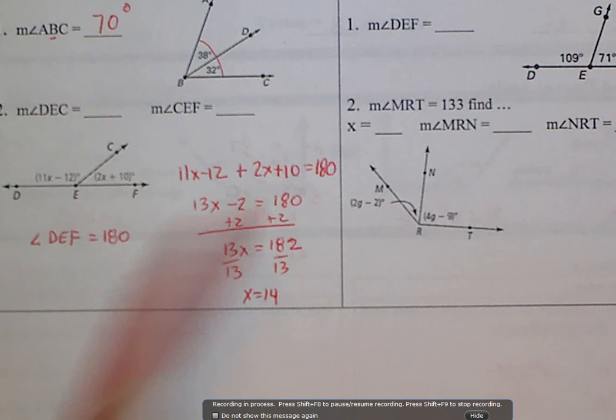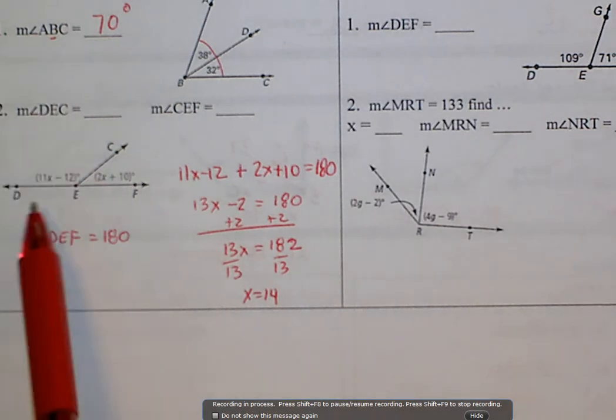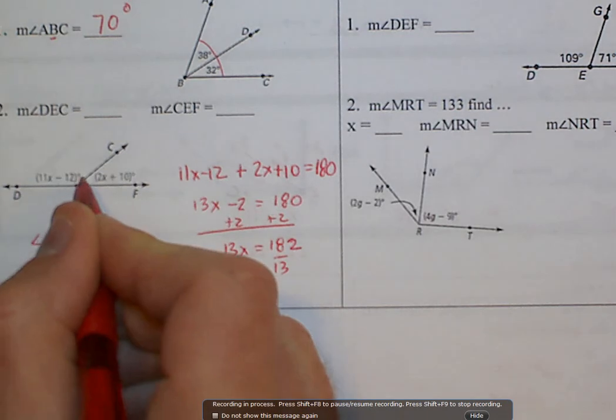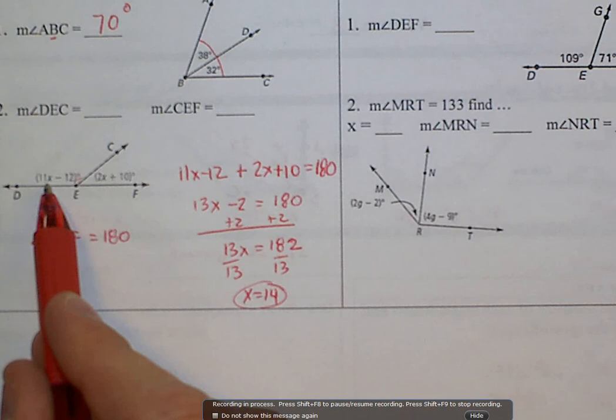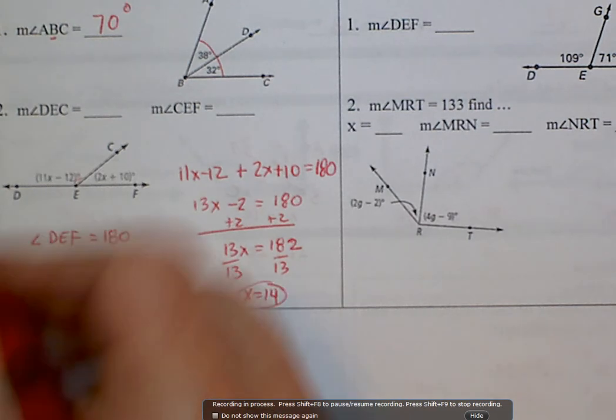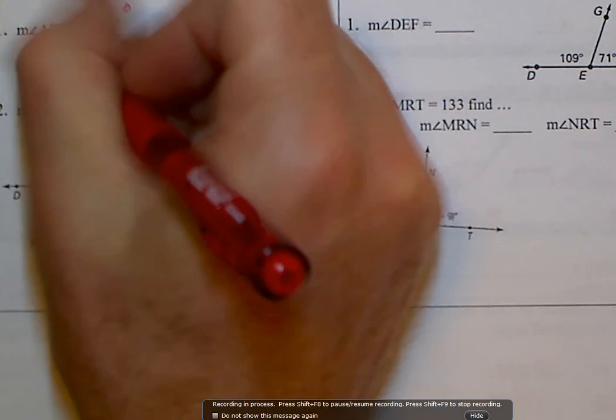So right here you can see angle 2. It says find DEC. Well, DEC is this angle right here. So now that you know x is 14, we have to plug that 14 back in for this x. So it's going to be 11 times 14, and then subtract 12. And that should give you 142.